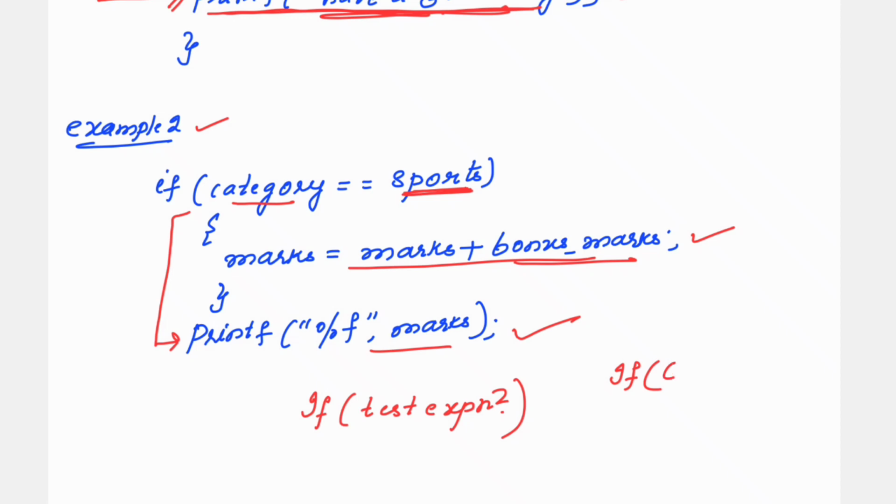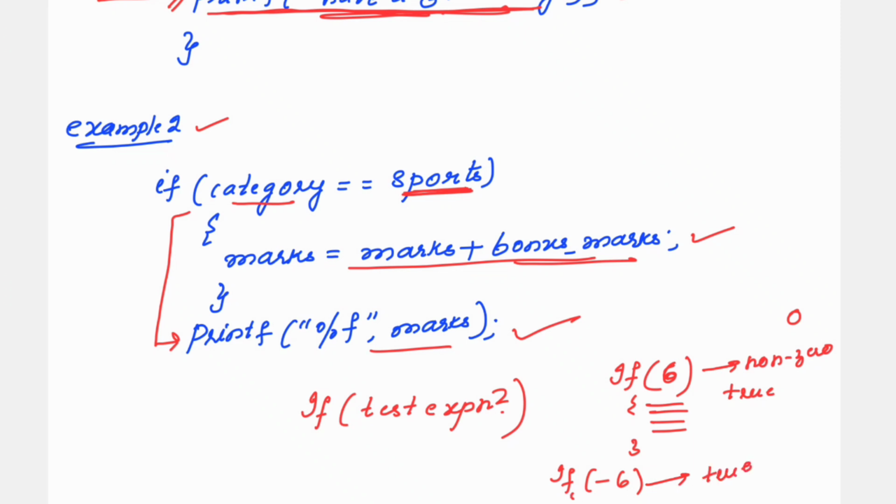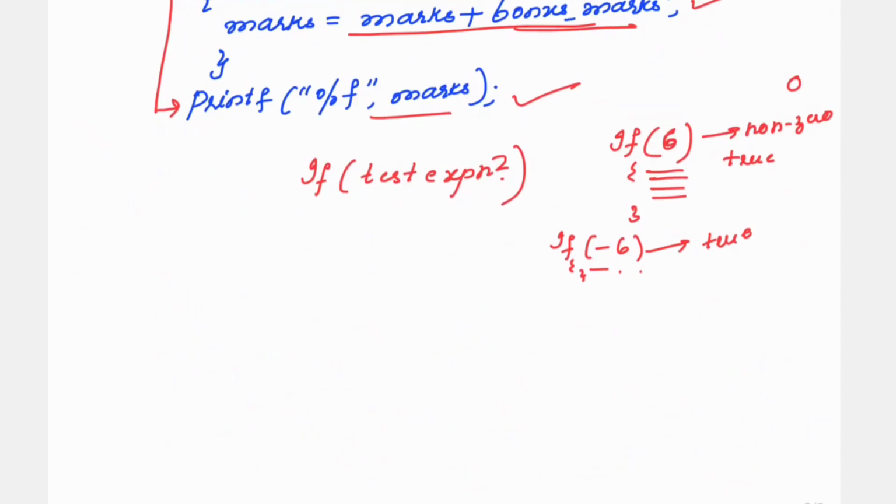Even a number can be used in the condition. Suppose I am writing if 6, a non-zero value always indicates that the condition is true. So if this is true, then whatever statements are inside the block will get executed, because any non-zero value is treated as true, whereas zero value is treated as false. In case you write a negative integer, like if minus 6, even then it is treated as true, and the statements inside the block will be executed. So this is how the if statement in C programming works.